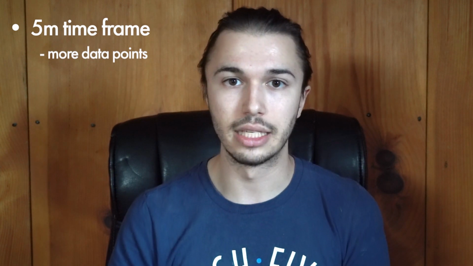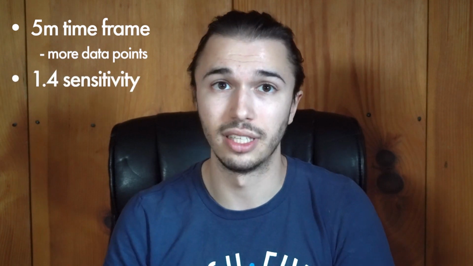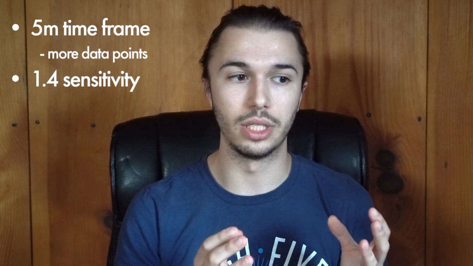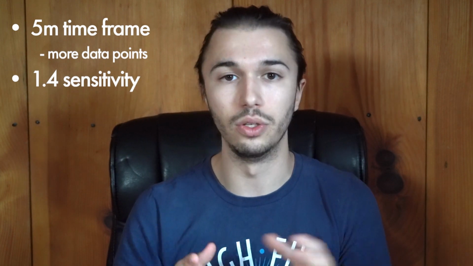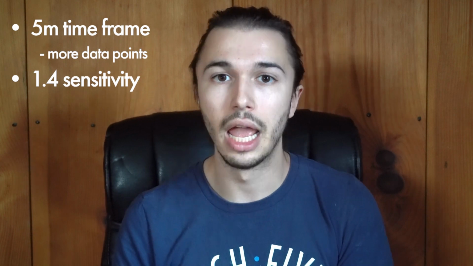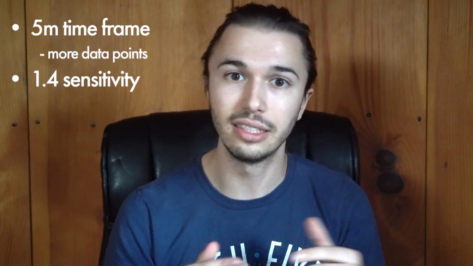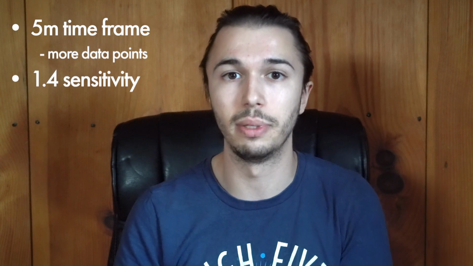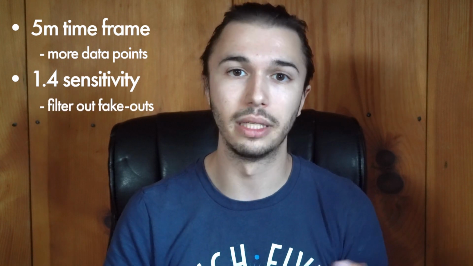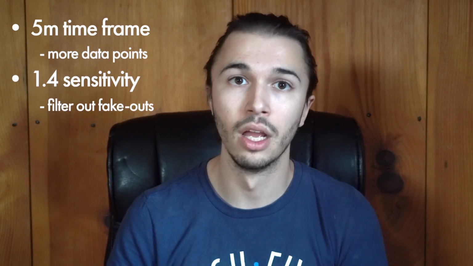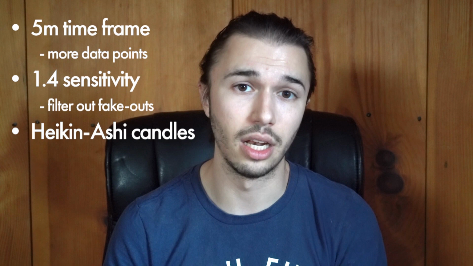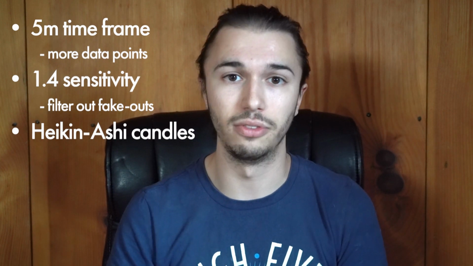To pair with this, I decided on a 1.4 sensitivity. This was on the lower end of the sensitivity range that trend recommended to be used with the 5-minute chart. And I figured I would use less sensitive as opposed to more sensitive because I want to filter out potentially fake signals. Lastly, I decided to use Heikin-Ashi Candles instead of standard candles.